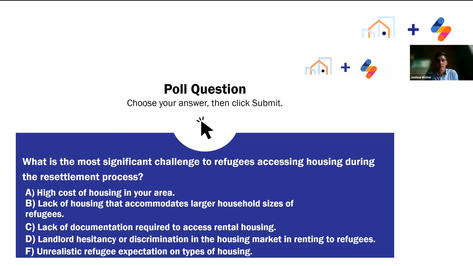And 66% of you are saying the high cost of housing is the most significant challenge. All of them are significant challenges, but high costs and lack of housing, obviously no surprises there. This is part of the overall housing crisis in the U.S. in regard to affordable housing. Okay, great. Thank you very much for your participation.